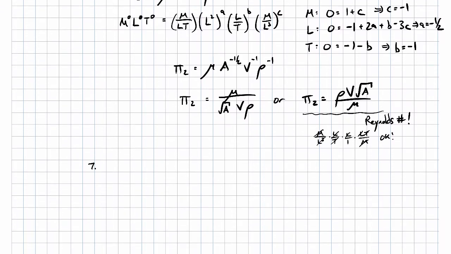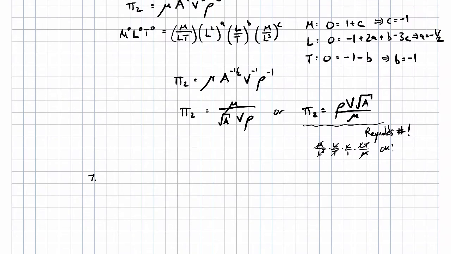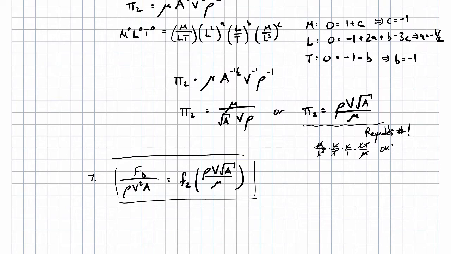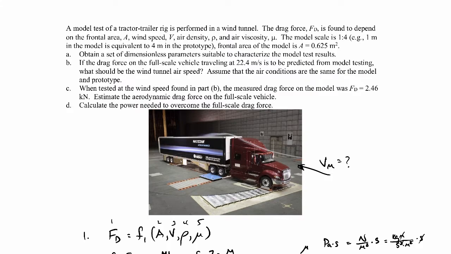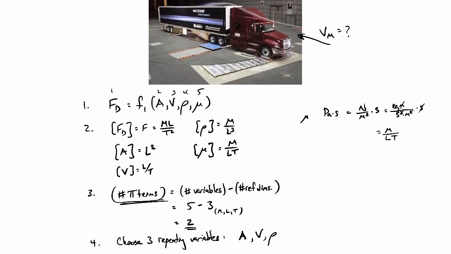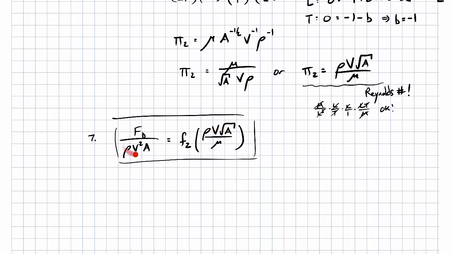So our very last step, I think this is step 7, is to rewrite our originally dimensional expression in dimensionless form. So we'll have our drag coefficient is a function of the Reynolds number. So there we go. So that was the first part of this problem. If you go back to the problem statement, it says obtain a set of dimensionless parameters suitable to characterize the model test results. So these are our dimensionless parameters here.